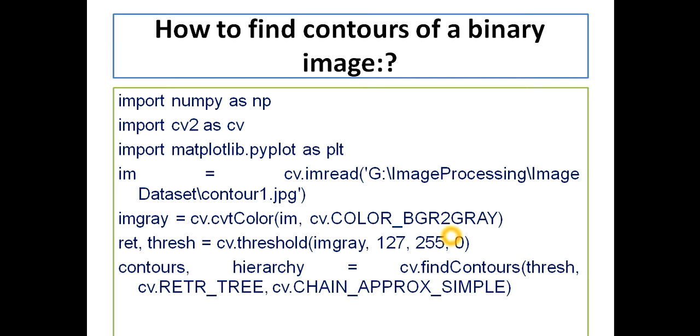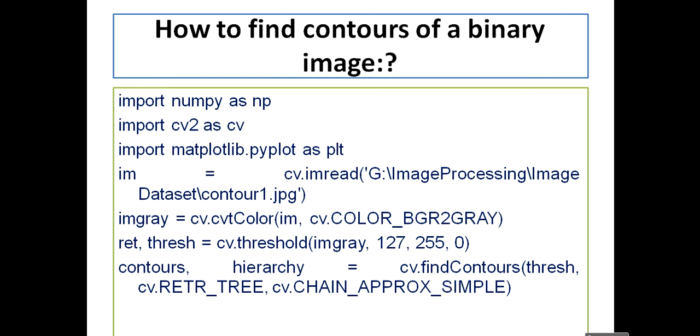This is part 2 of how to detect and draw contours of an image. We are discussing the third argument of the function cv.findContours. You can pass cv.CHAIN_APPROX_SIMPLE if you need to remove or reduce the redundancy.